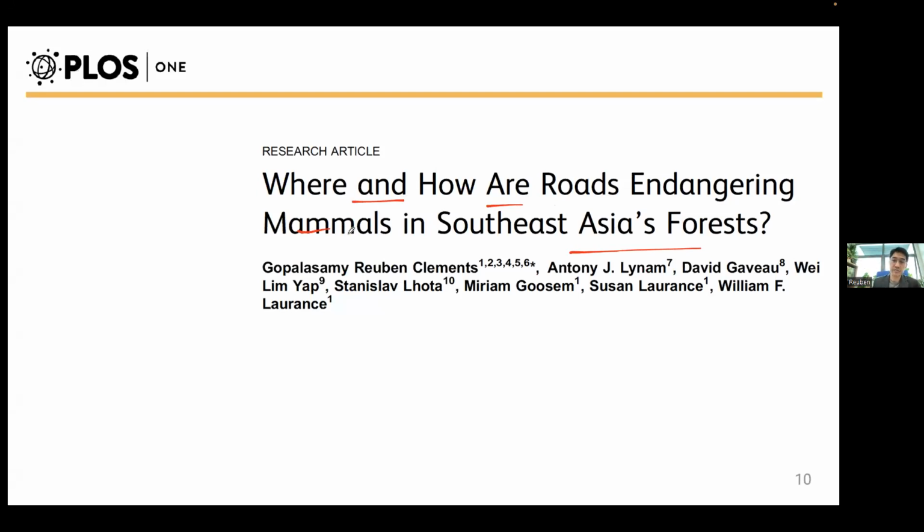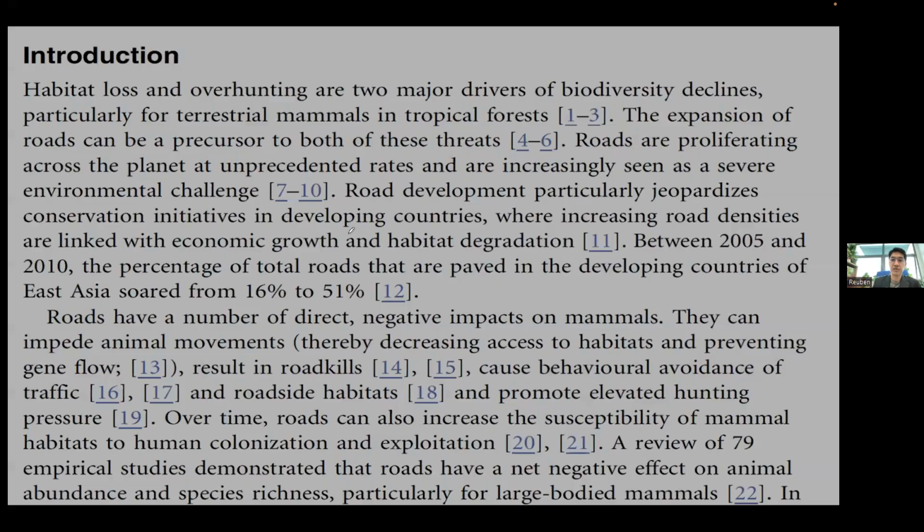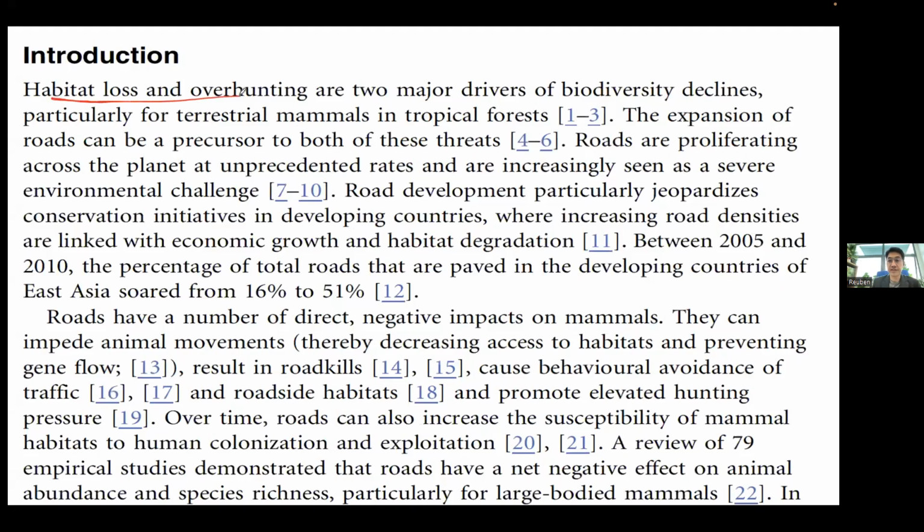So you can see this is a regional paper. If you're working on a regional paper, you might want to start off with a very broad introduction. And you can just say something like, habitat loss and overhunting are two major drivers of biodiversity declines. You can put a full stop here. That'll be a nice topic sentence to summarize what's going on in this paragraph. Or you can elaborate further, particularly for terrestrial mammals in tropical forests. So you're not working on temperate forests, you're working on tropical forests. This is where you want to focus, and then you can add some citations there if you want.